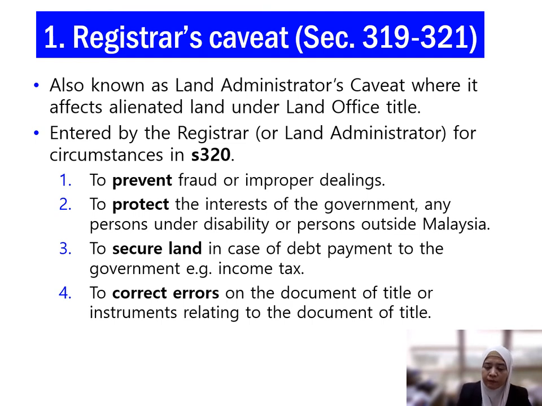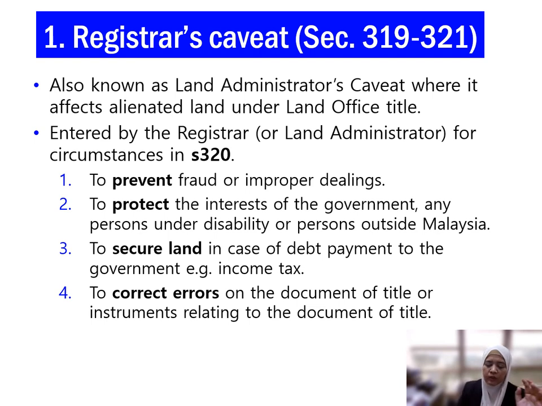So one way for the registrar or for the land administrator to correct any documents, first of all, you put the registrar's caveat first and then only you correct the document of title. Maybe related to the fraudulent transfer just now. The land has been registered, a registration which was based on a fraud was allowed and then it was discovered. But in Malaysia we follow the deferred indefeasibility of title, right? So that means that the registrar still has some window of time to correct the mistake.